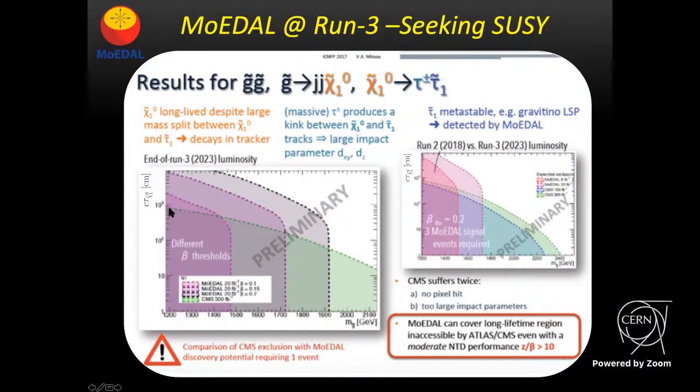You can see, for example, on the left-hand figure, the exclusion coming from a CMS analysis of this final state compared to some exclusions from three particular analyses from MoEDAL using 20 inverse femtobarns of data and different velocities, beta of one, where beta is the fractional velocity compared to the speed of light.